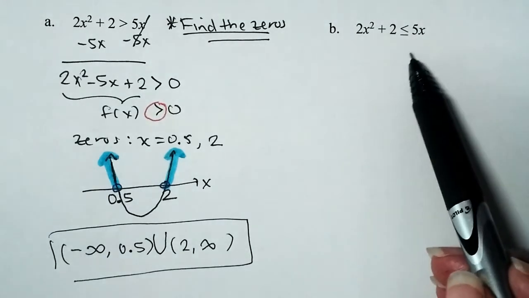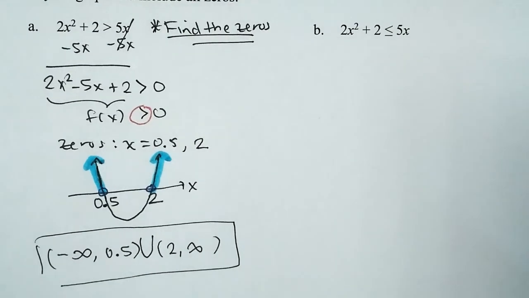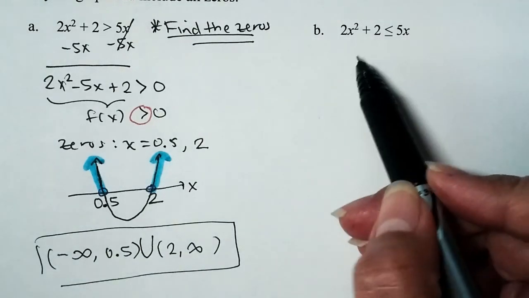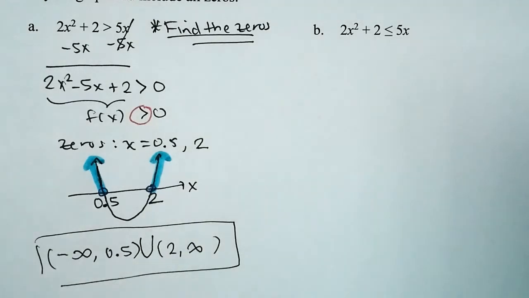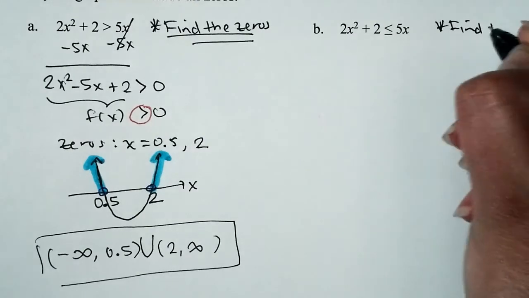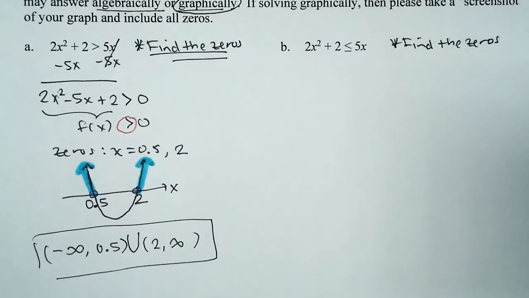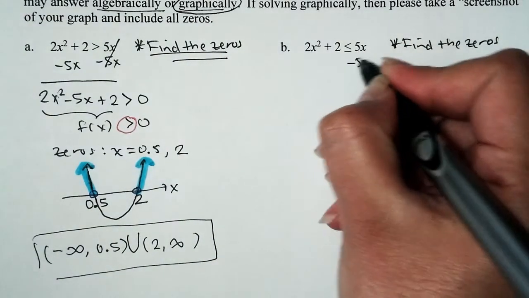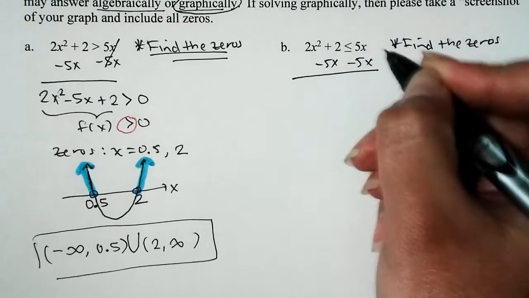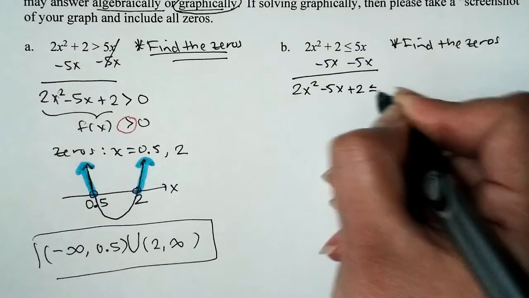Okay. Problem B is of a similar nature to highlight the difference. That's the only way I'm going to try to illustrate what I'm trying to say. So we have a quadratic inequality, or polynomial inequality, same difference. Let's go ahead and find the zeros. If you want to know what makes it a 0, let's set it equal to 0. We subtract 5x from both sides, and that gives us 2x squared minus 5x plus 2 is less than or equal to 0.